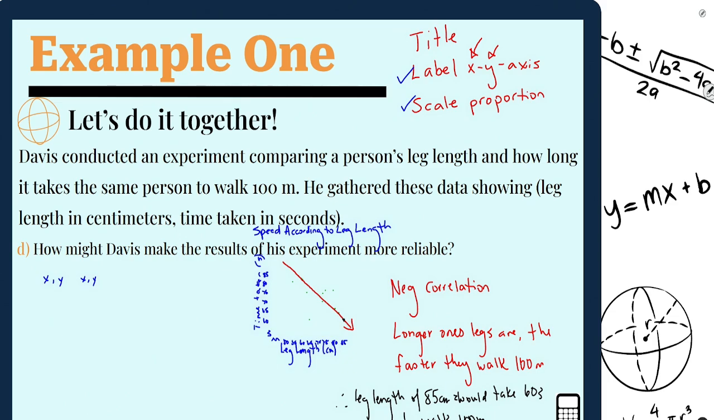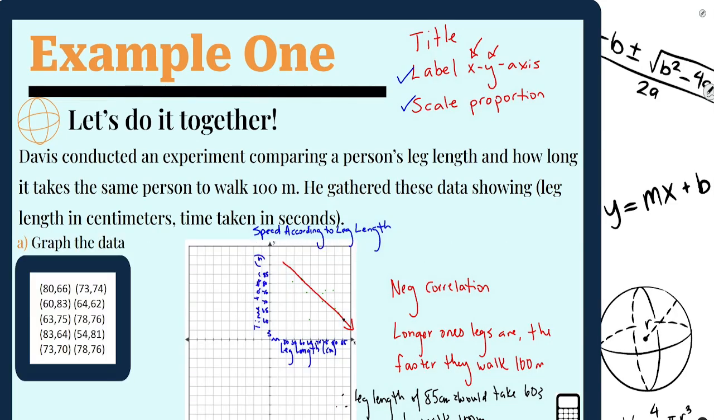Davis conducted an experiment comparing a person's leg length and how long it takes the same person to walk 100 meters. He gathered these data showing leg length in centimeters and time taken in seconds. How might Davis make the results of his experiment more reliable? If this is to be an accurate representation, more data would make Davis's results more reliable. The more data, the better, always. The more information you can gather, the more accurate it'll be. He could recruit people with a wider range of leg lengths. Rather than getting everybody who's quite similar, he could have a wider range.